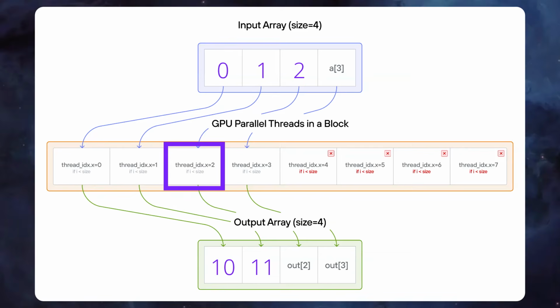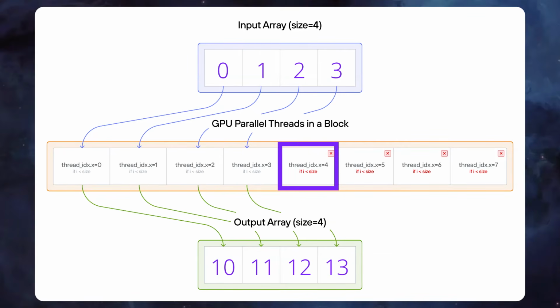Thread 2, 2 is less than 4, so it executes. 2 plus 10 is 12. Thread 3, 3 is less than 4, so it executes. 3 plus 10 is 13. Thread 4, is 4 less than 4? No, so it skips memory access entirely. Same with 5, 6, and 7. They all skip, since each of those indices is not less than 4.